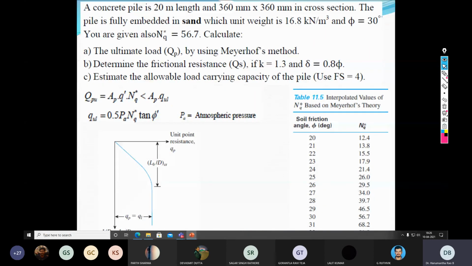So just note down another sum. A concrete pile is 20 meter in length and 360 millimeter by 360 millimeter in cross section. The pile is fully embedded in sand whose unit weight is 16.8 kilonewton per cubic meter and phi is 30 degree. You are given Nq star as 56.7. Calculate the ultimate load by Meyerhof method. Determine the frictional resistance Qs if K is 1.3 and delta is 0.8 times phi. Estimate the allowable load carrying capacity of the pile and use a factor of safety of 4.